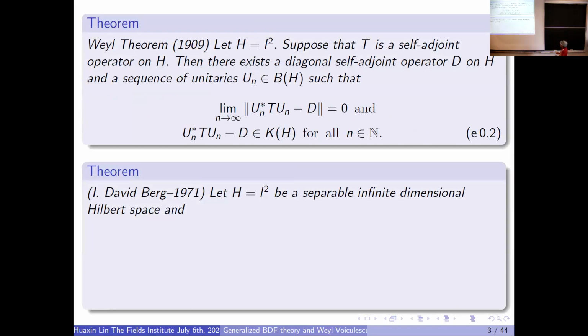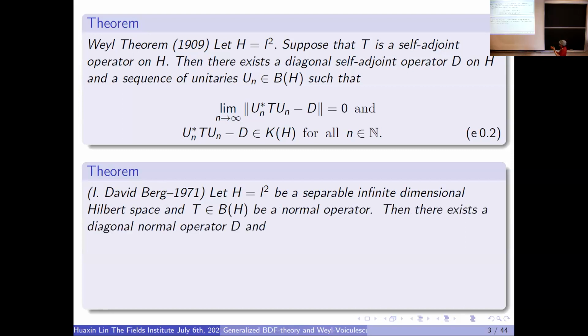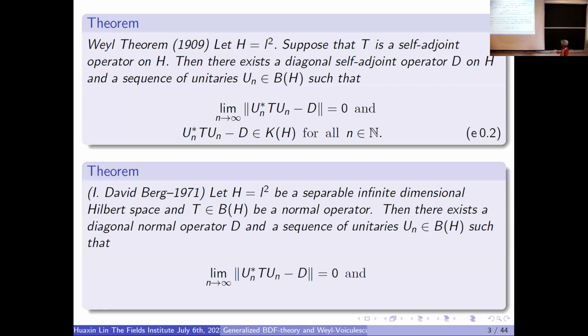So we still have a separable infinite dimensional Hilbert space, and now T is a normal operator. Then what it says is that you can also diagonalize in this way. There is a diagonal normal operator D and a sequence of unitaries, U_N, such that U_N star T U_N converges to D in the uniform operator norm, and the difference is compact.